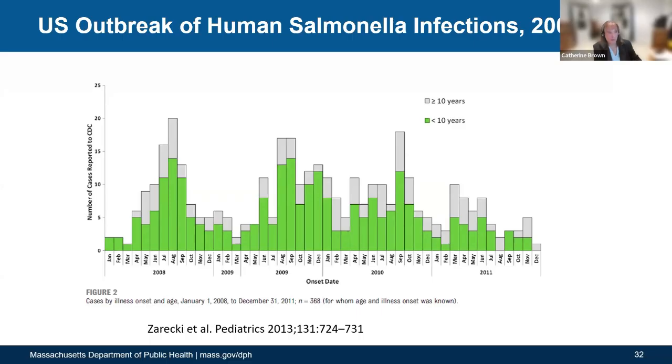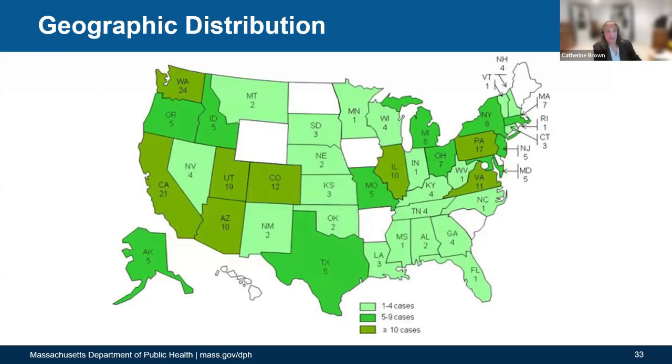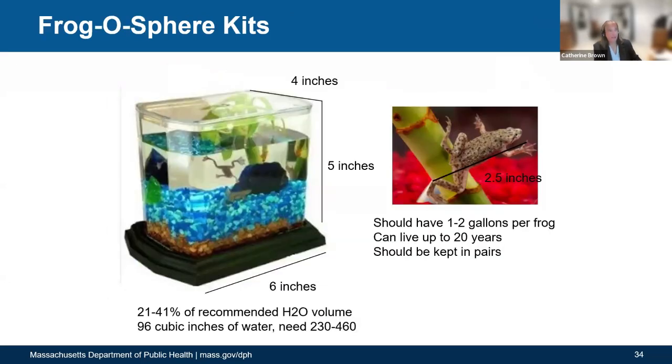You can see that most of the cases were in people who were less than 10 years of age. That's the green color in those bars. And you can see that it happened almost everywhere across the country. So it turns out that these are a popular pet. I don't know, they had their moment back in the mid 2010s. And in fact, some companies were selling these things called frogosphere kits. And there's a picture of them here, right?